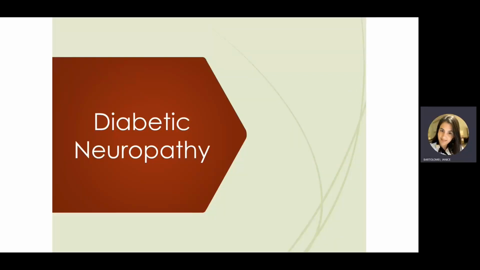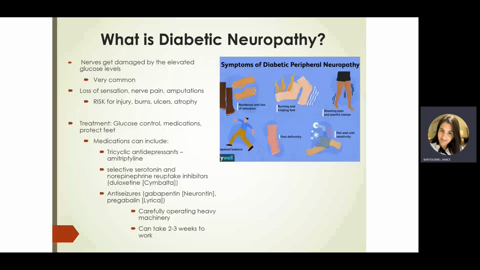Okay, the next topic that we're going to talk about is diabetic neuropathy. This is the issue with the nerves. The high level of glucose really messes up the nerves. They damage all these nerve fibers. And I'm going to say this very carefully, it almost happens to every diabetic, honestly. Very few diabetics that I know do not have some sort of neuropathy.